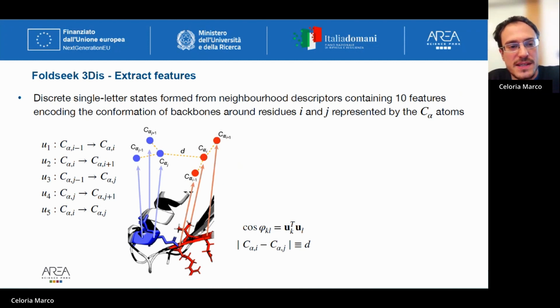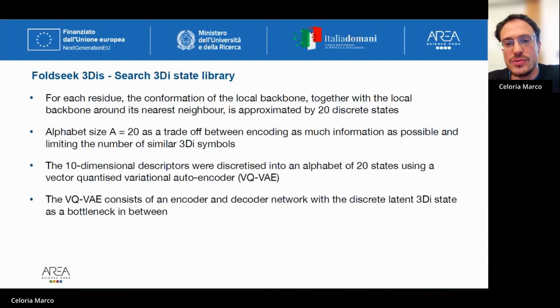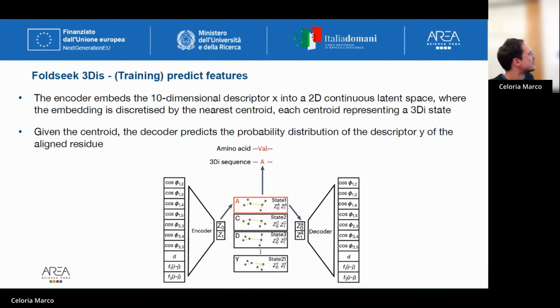Once we found these 8 angles, 7 angles, and the distance and other couple of variables that describe the local shape of the interaction, the idea is to use a quantized variational autoencoder to map these 10 continuous variables into 20 letters. And how does it work? It works like here. So we have our 7 angles, the distance, and other couple of variables.